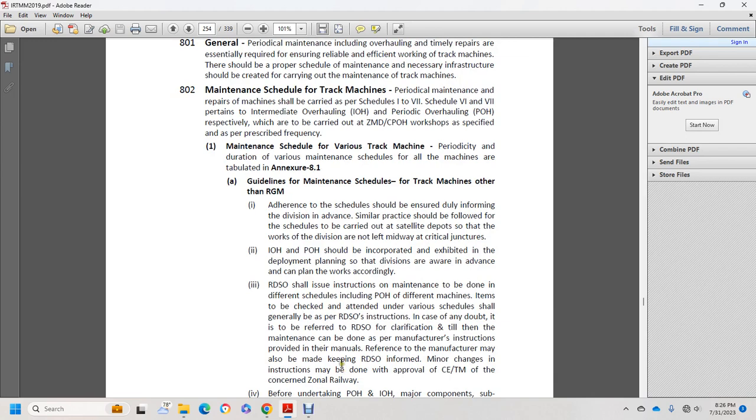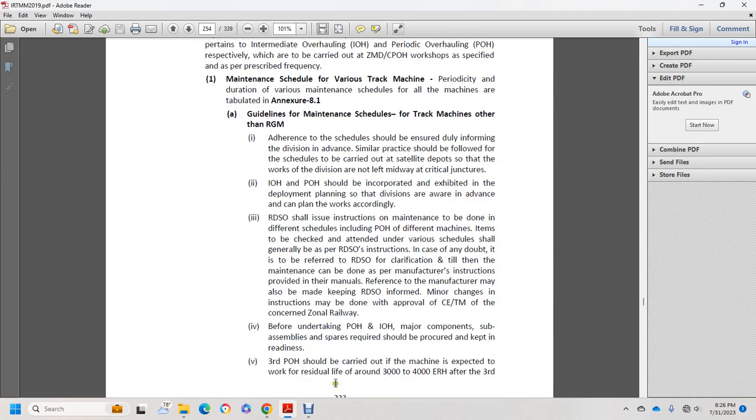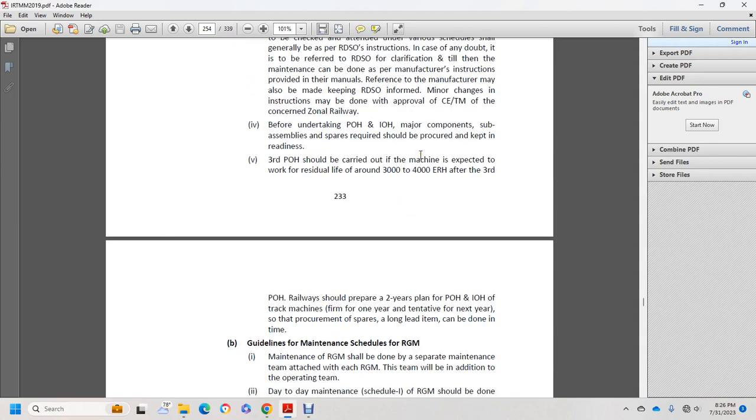Before undertaking the periodic overhaul or intermediate overhaul, major components, assembly and spares required should be prepared and kept in readiness. The third periodic overhaul should be carried out for machines expected to work with a residual life of around 3,000 to 4,000 ERH, or after the third periodic overhaul. The railway should prepare a 2-year plan for periodic and intermediate overhaul of track machines, firm for 1 year and tentative for the next year, so that procurement and stocking of long lead items can be done in time.